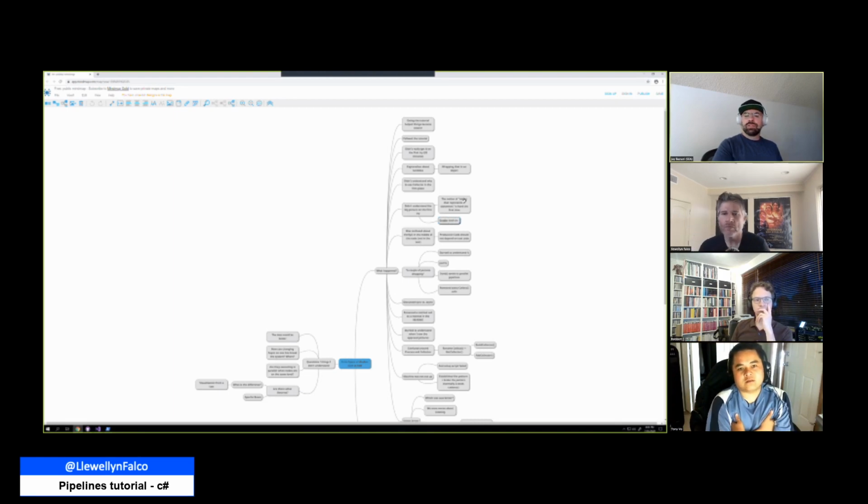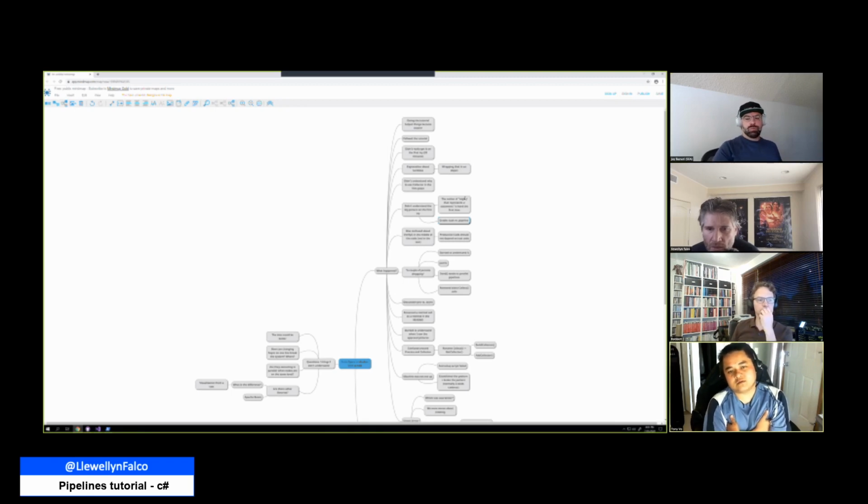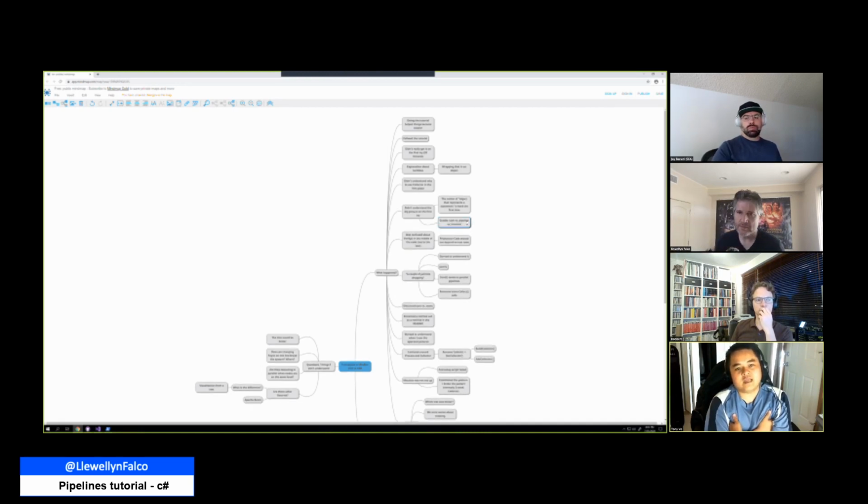Task versus what? Task versus pipeline. Or something else. Or function. Because really, task, function, pipeline are very similar terms. Yeah. At the end of the day, we want them to get executed, and we want them to be ordered.